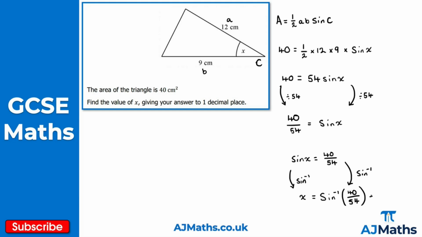All you need to do now is just put this into your calculator here. So sine inverse of 40 over 54. If you do that correctly here, what you should get for X then, giving your answer to 1 decimal place, is 47.8 degrees there. Okay, so we get 47.8 degrees there.